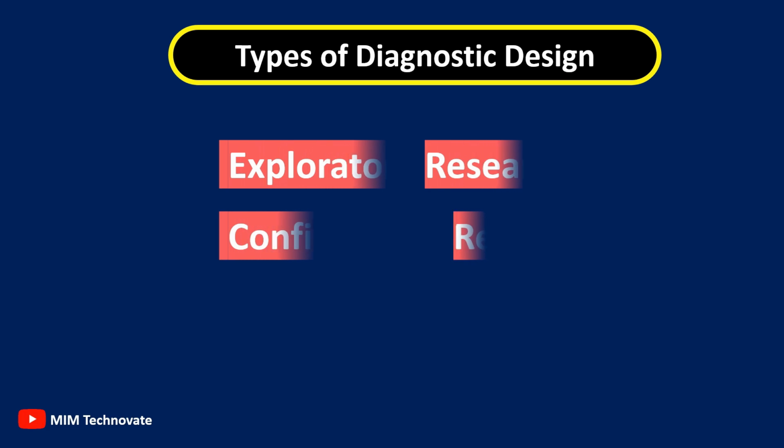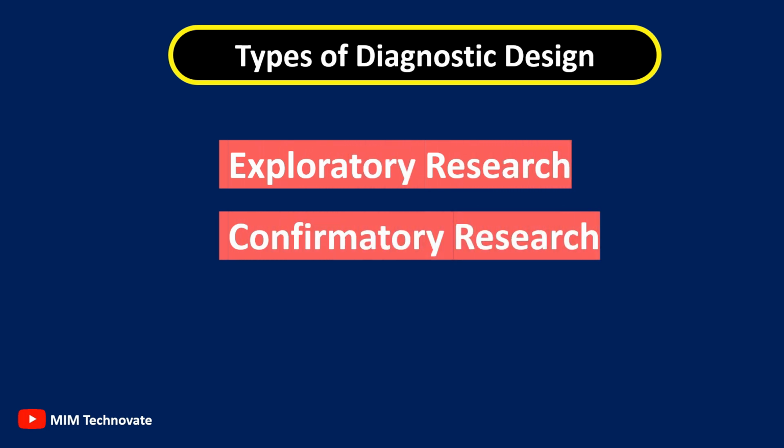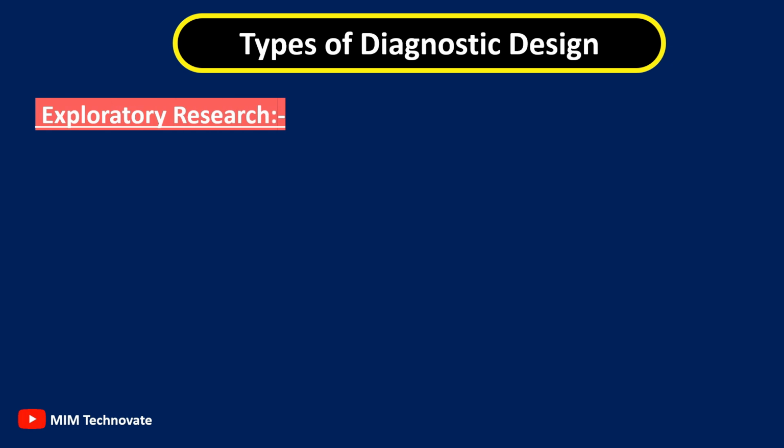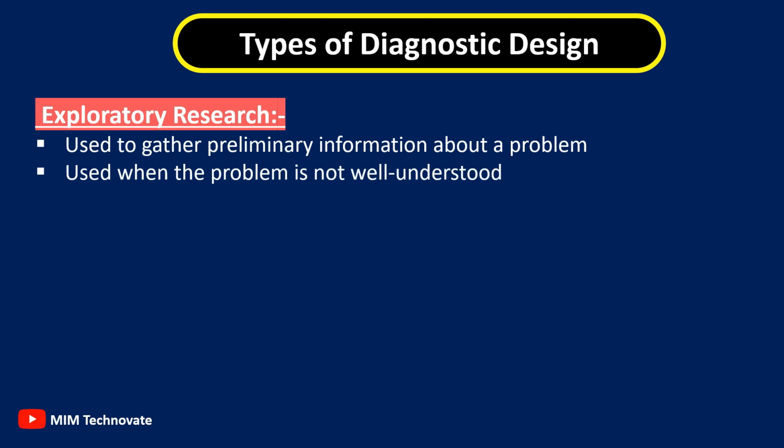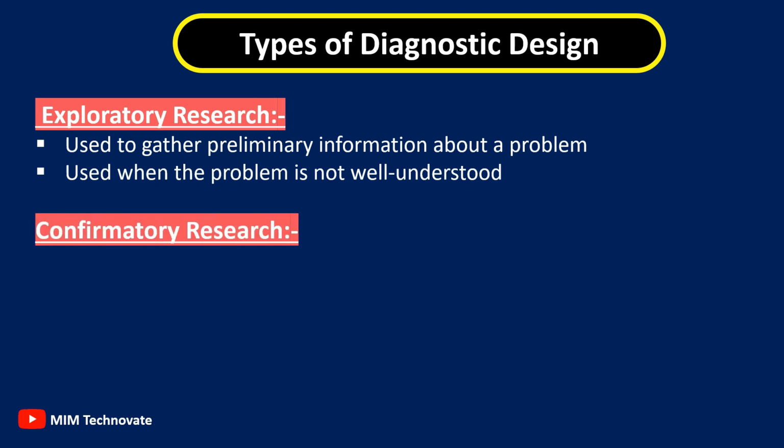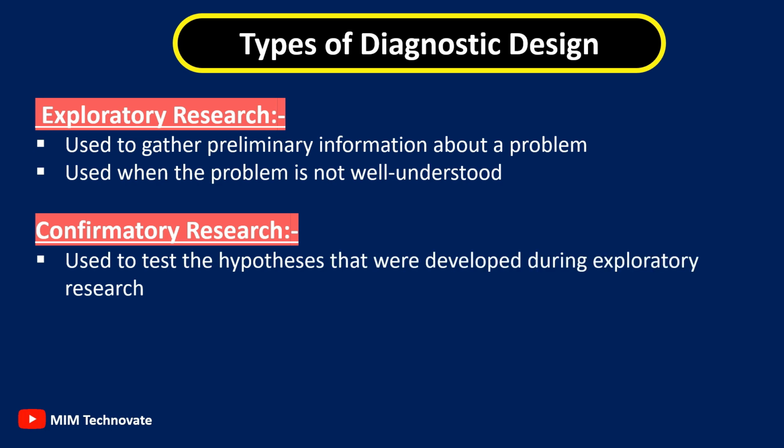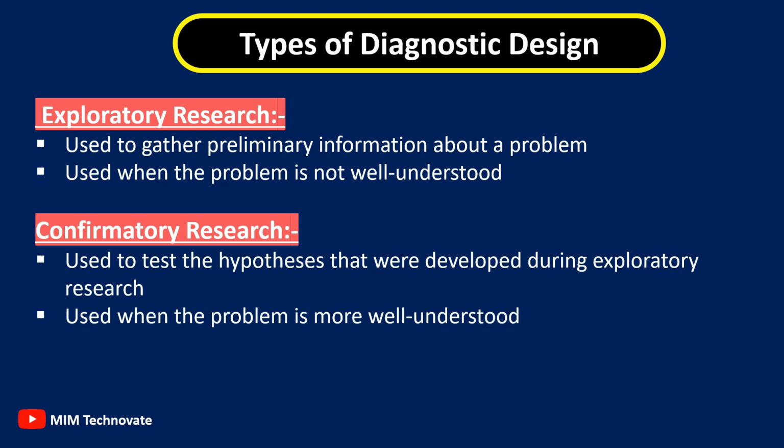Types of diagnostic research. There are two main types of diagnostic research: exploratory research and confirmatory research. Let's study them in detail. Exploratory research. This type of research is used to gather preliminary information about a problem. It is often used when the problem is not well understood. Confirmatory research. This type of research is used to test the hypotheses that were developed during exploratory research. It is often used when the problem is more well understood.